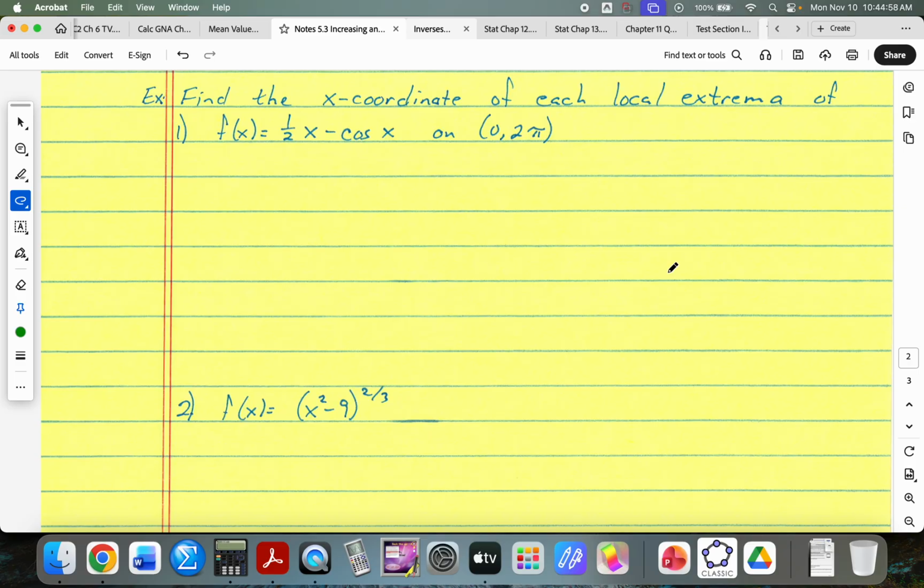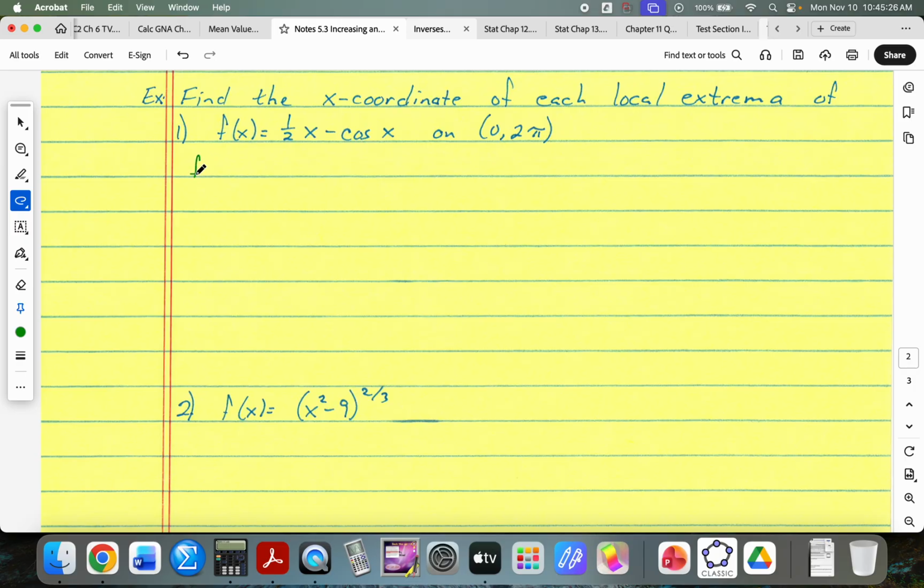So let's go on to talk about the local extrema. It just wants to find the x-coordinate of each local extrema. This is more how they ask it on the AP exam. In their book, a lot of times it says find the points of each local extrema, or it doesn't specify.